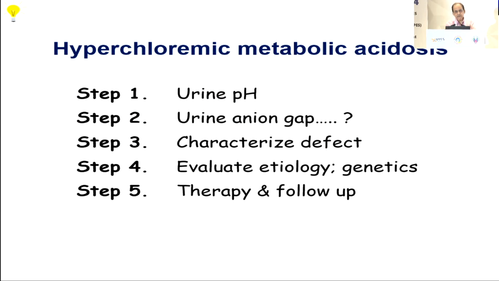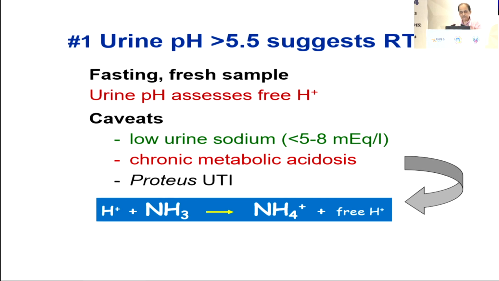Now, when evaluating a patient with hyperchloremic metabolic acidosis or normal anion gap metabolic acidosis, we would normally teach our residents that we would be following certain steps. Look at the urine pH, look at the urine anion gap, try to define this as proximal or distal renal tubular acidosis, and once you have defined that, try to determine the underlying etiology, and obviously I'll talk in some detail regarding the role of genetics. Now, the first step in evaluating a patient with normal anion gap metabolic acidosis would be to look at the urine pH.